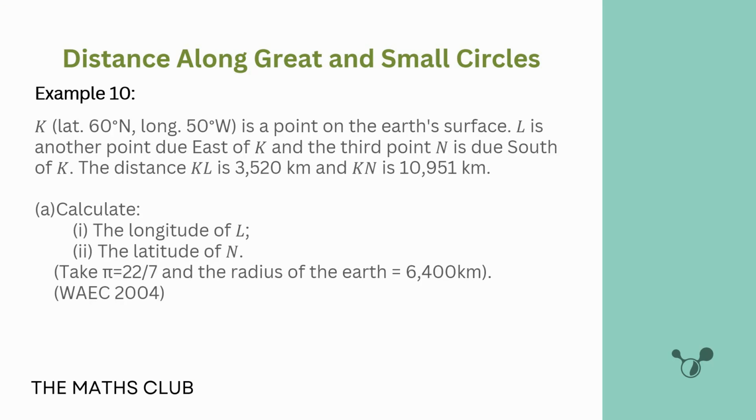Great. Example 10 now says that K, with a latitude of 60 degrees north and longitude of 50 degrees west, is a point on the Earth's surface. L is another point due east of K, and the third point N is due north of K. The distance KL is 3,520 kilometers, and KN is 10,951 kilometers. Calculate the longitude of L and the latitude of N. Take pi to be 22 over 7 and the radius to be 6,400. I want you to pause the video and try this out yourself.